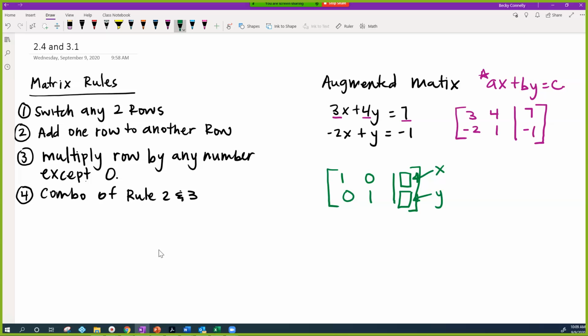We're trying to find the point at which these two lines are intersecting each other. So a matrix is just another way to solve these. We've talked about how we could solve them by graphing, by substitution, by elimination, but we can also use matrices. And matrices are actually really nice when you have a lot of different variables.